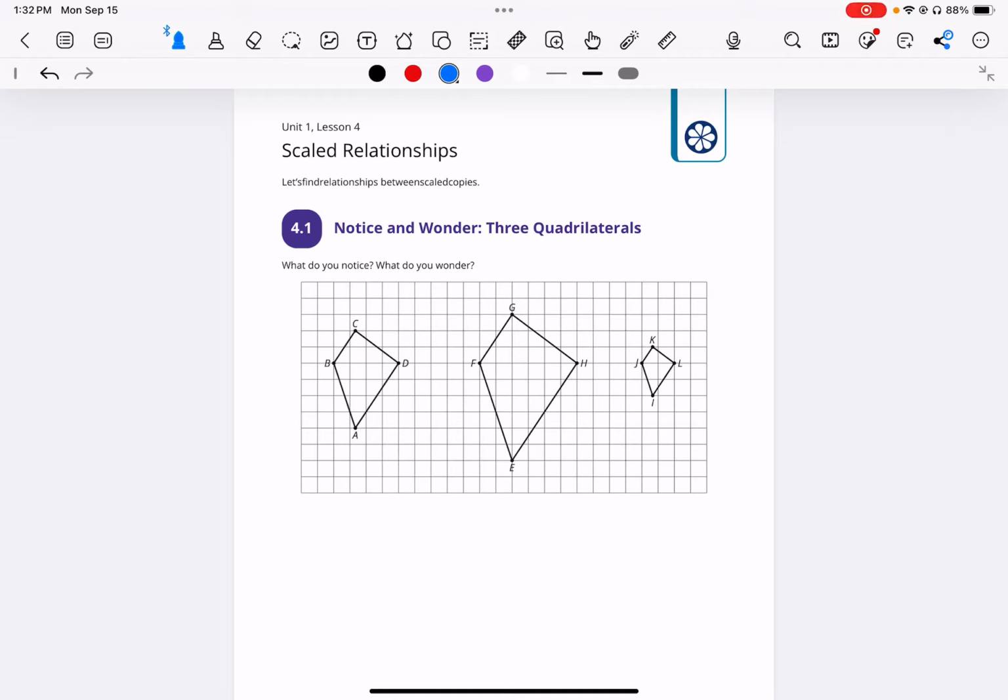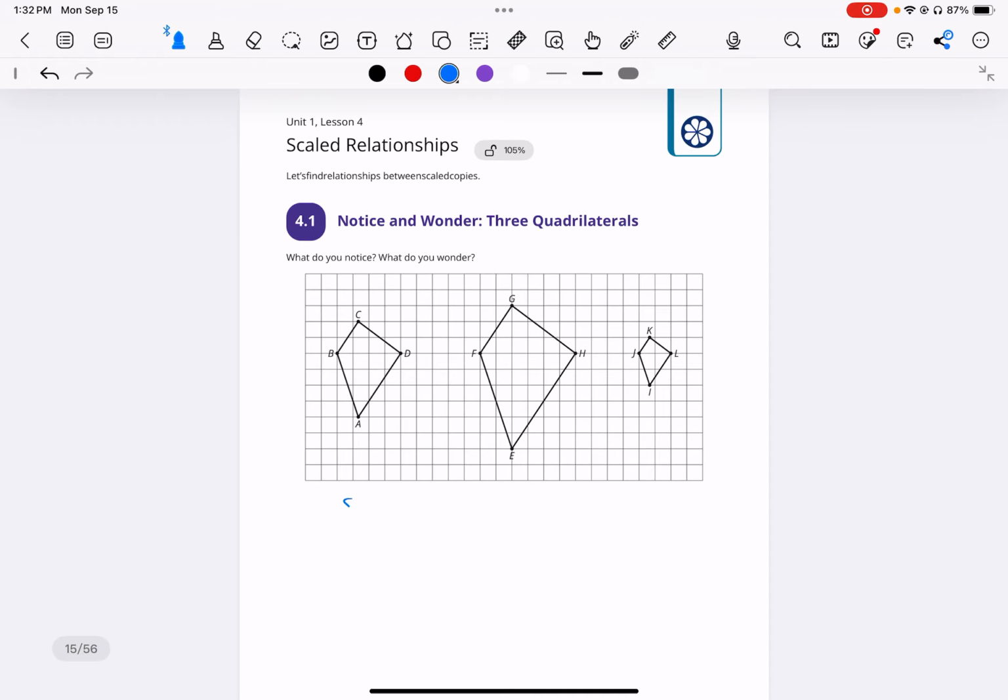This lesson is going to be on the different types of scale relationships that we have. We have these three quadrilaterals, and we're going to see what we notice and what we wonder. First thing I notice is that they are all the same shape. One is the largest, one obviously is the smallest, and one is the medium size. The main thing I want to know about is if these images are actually scaled copies of each other or not.